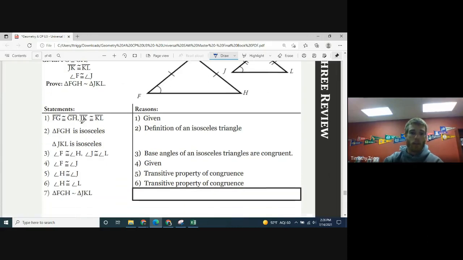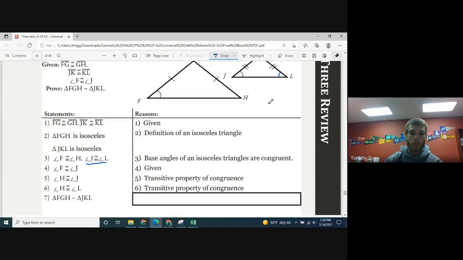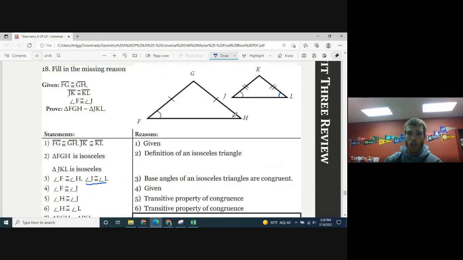Now, if you look at these statements over here, they also give you that J and L are congruent, right? So that means if J gets a single swoosh, we could put a single swoosh right here on L. So that means that those are congruent. And it also says that H and J are congruent, so H can also get a swoosh.